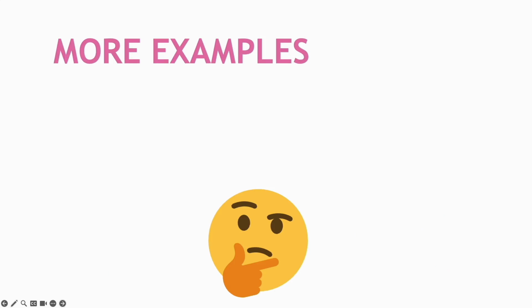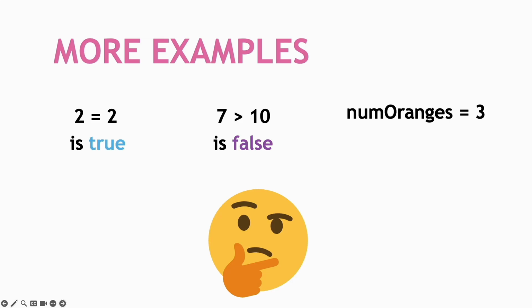Let's go through some examples. This statement reads 2 equals 2. Is this true or false? It's true. 2 equals 2. What about this one? 7 is greater than 10. Is this true or false? It is false. 7 is not greater than 10. 10 is greater than 7, or 7 is less than 10. This statement is false.